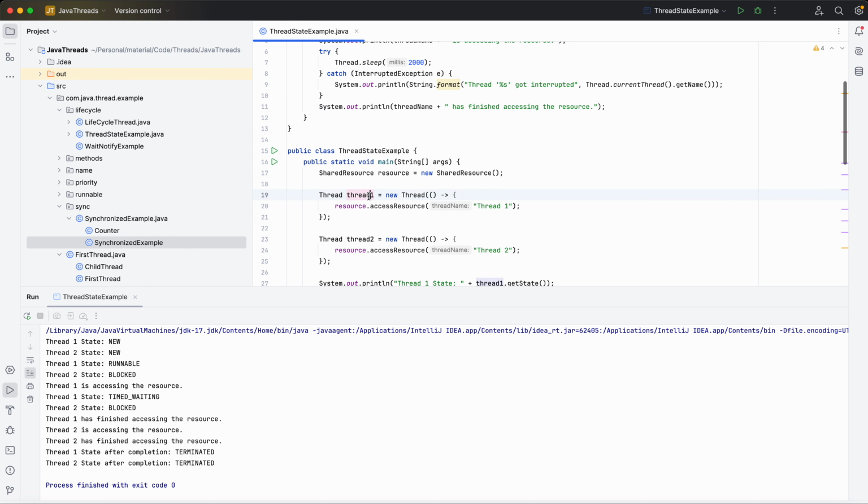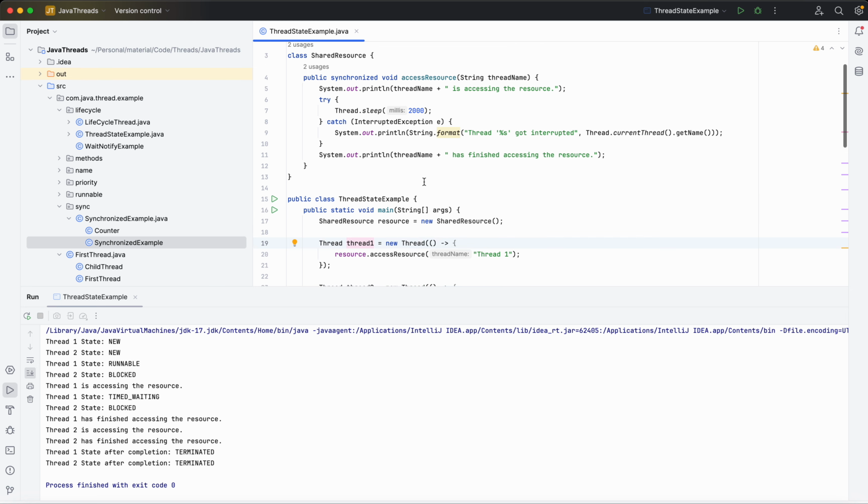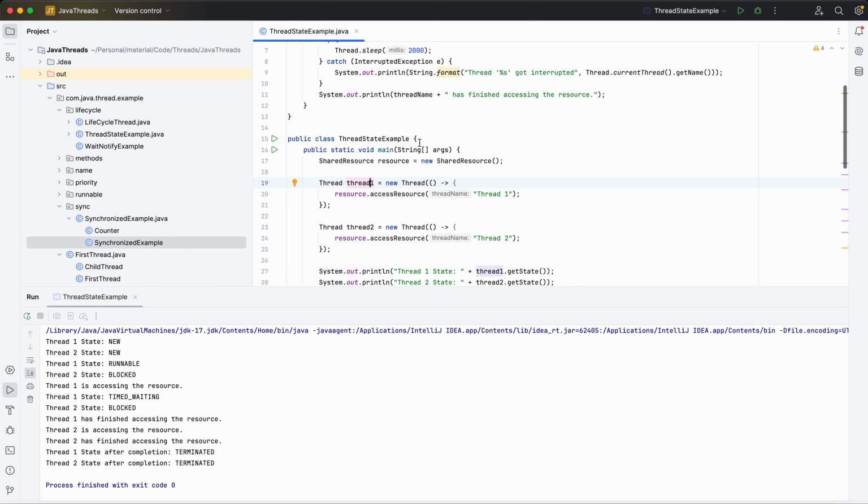So we have two threads to access the same resource method. One thread will be executing this synchronized method, so at that time the other thread will be blocked. This thread will execute, and upon its completion the other thread will acquire the lock. That means from the blocked state it will go to runnable, meaning it's running.